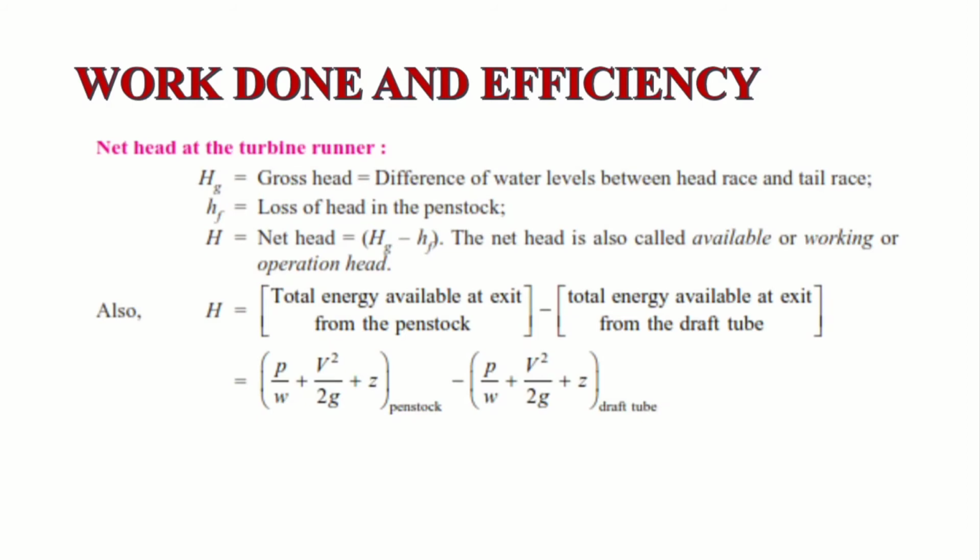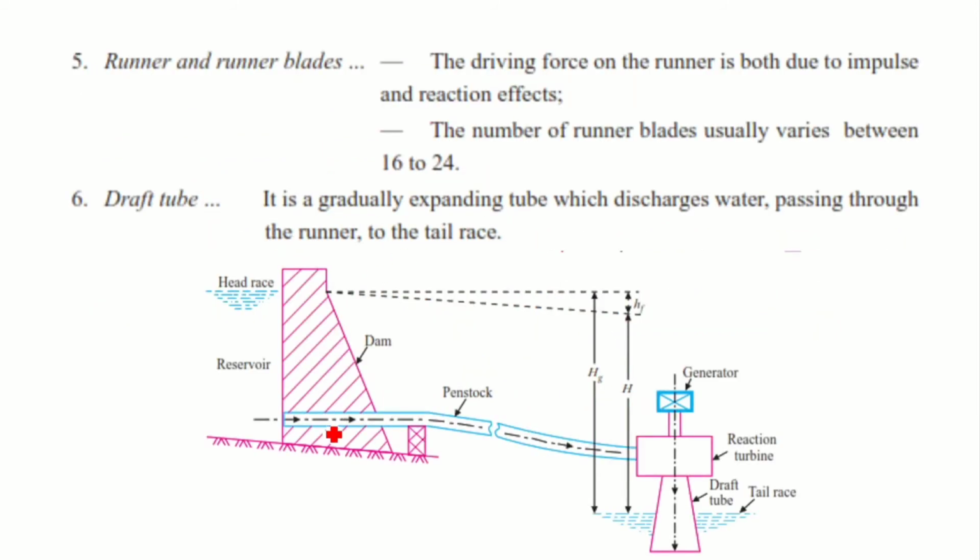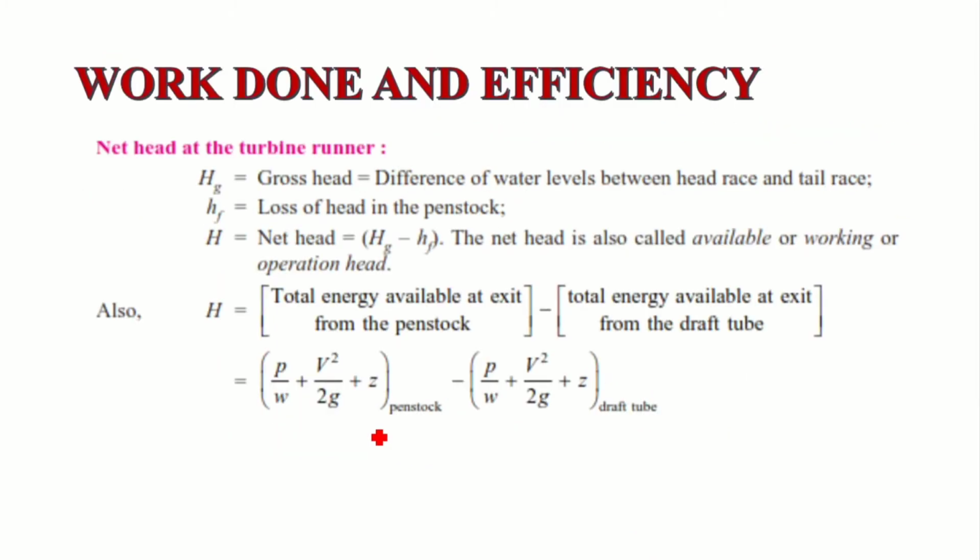So net head can be obtained by subtracting the loss of head in the penstock. When water flows through the penstock, due to friction, there will be some loss. So we subtract the loss from the gross head, and we get the net head. The net head is also called the available, working or operating head.